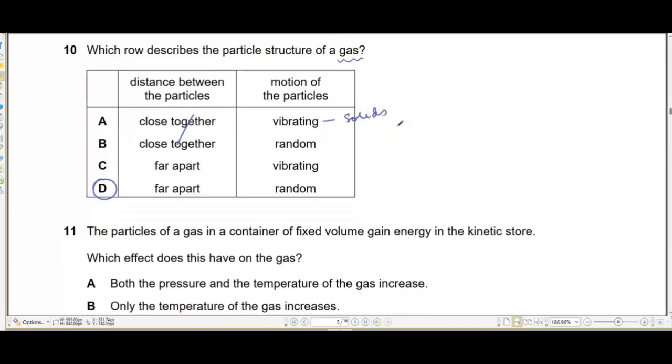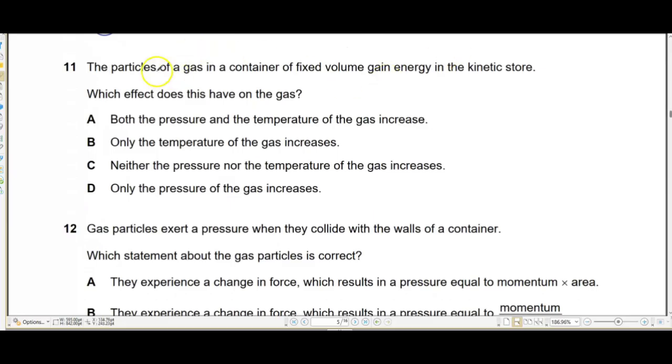Moving on to question number 11. The particles of a gas in a container of fixed volume gain energy in the kinetic store. Which effect does this have on the gas? Now, if the kinetic energy is increased, there must be an increase in the temperature. And when the kinetic energy is increased, the gas molecules are going to apply more force on the walls of the container, as their momentum is going to change.